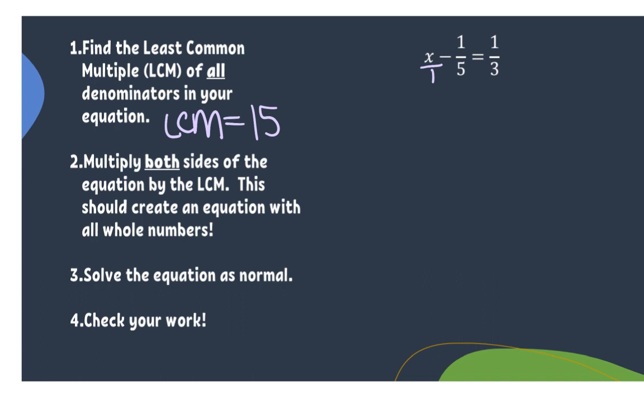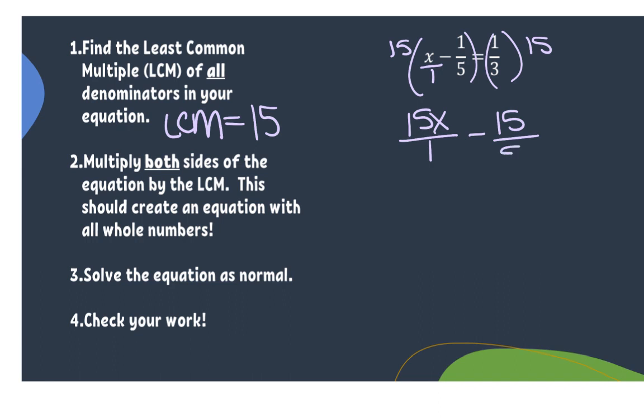Once we've found that LCM, we're going to multiply both sides of our equation by that value. And it's going to do this awesome thing of getting rid of all of our fractions. I'm going to use the distributive property here. My 15 times x over 1 is going to give me 15x over 1. And 15 times negative 1/5 is going to give me negative 15 over 5. On the other side of my equal sign, 15 times 1/3 is going to give me 15 over 3. And if we did this right, all three of these fractions are now going to create awesome whole numbers.